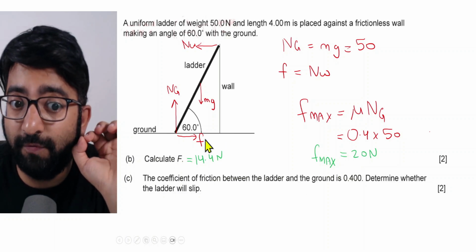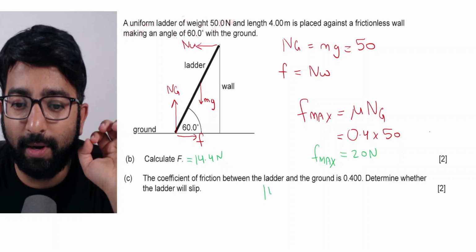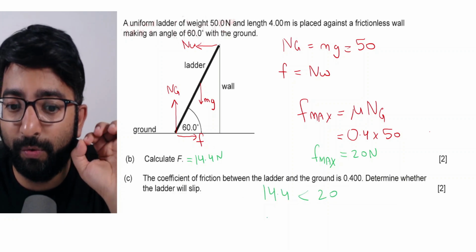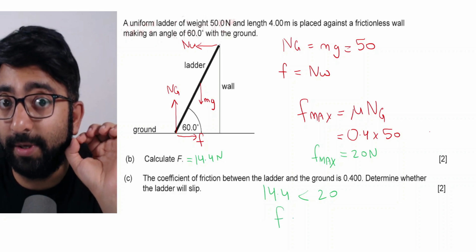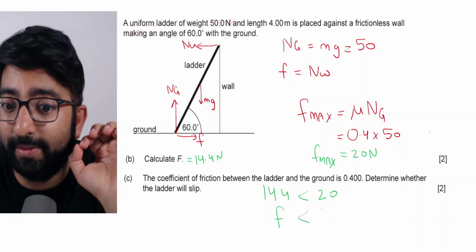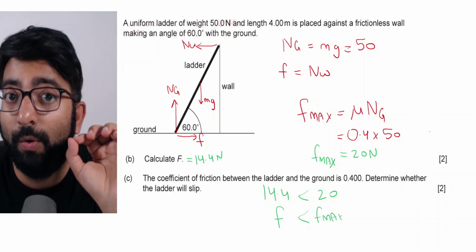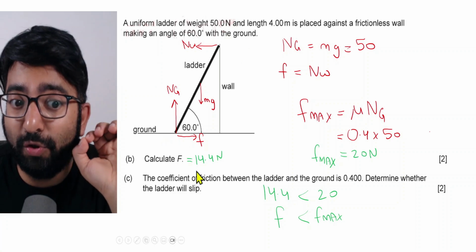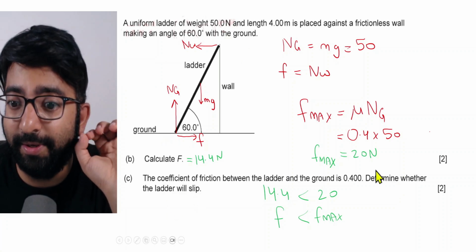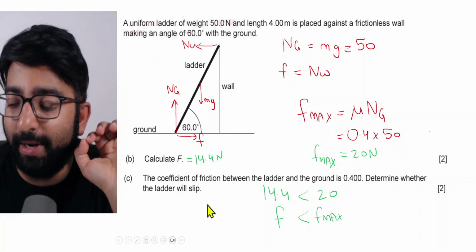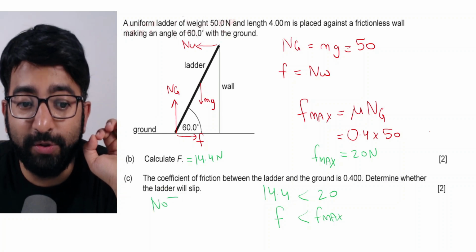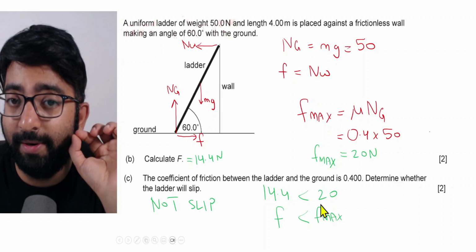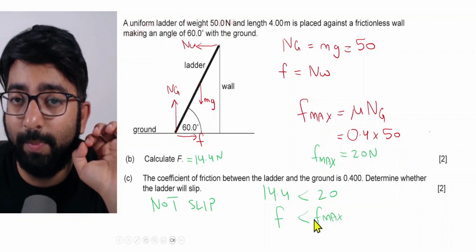So, actual friction was 14.4 newtons. Let me write it down. That is clearly less than 20 newtons, which means we can deduce that the friction which is acting on the ladder is less than the maximum possible friction which the ground can provide. That means the ladder is not moving, it is not slipping. Hence, the answer to this question is the ladder will not slip. So, let me write down: the ladder is not going to slip since the friction which is acting on the ladder is less than the maximum possible friction.